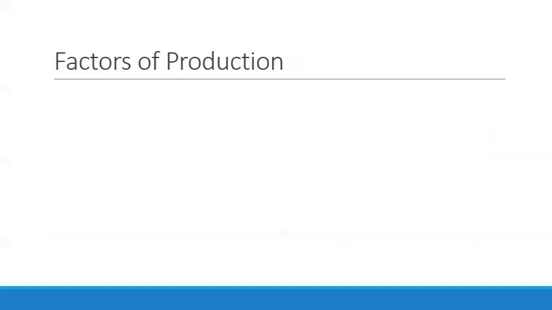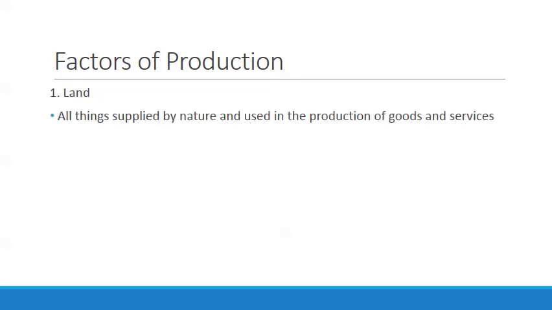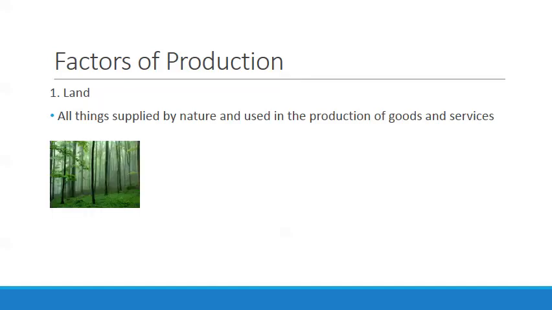Okay, so let's look at the factors of production. So our first one is land. So all things supplied by nature and used in the production of goods and services. One of the easy things to think about with land is not anything that man has ever created. It's everything that man uses in nature. We don't create anything in terms of land.